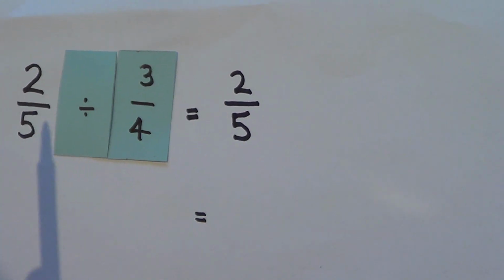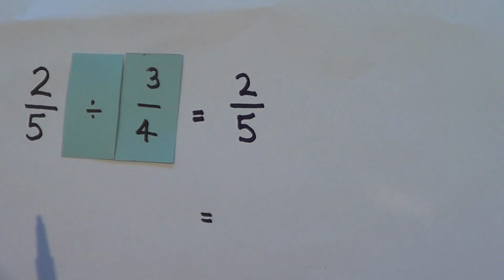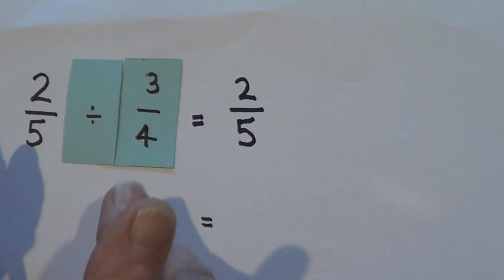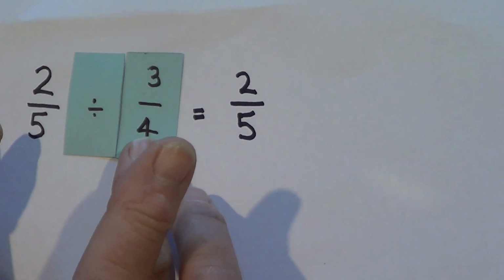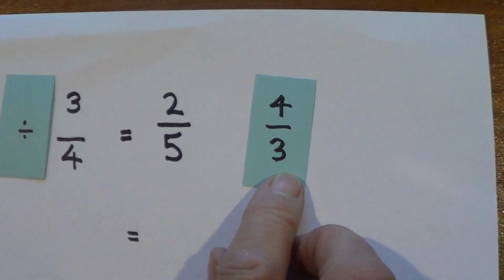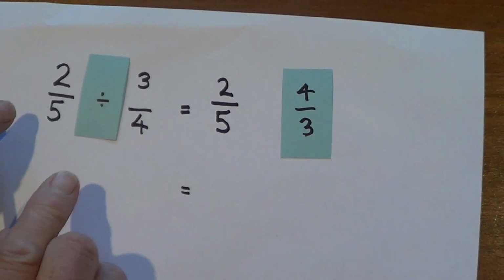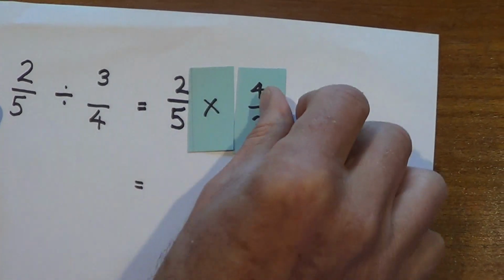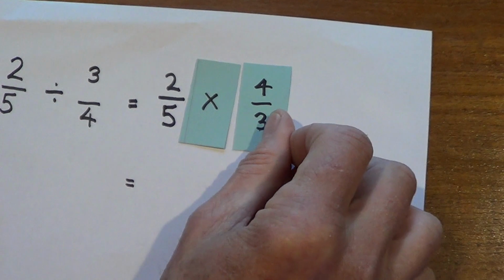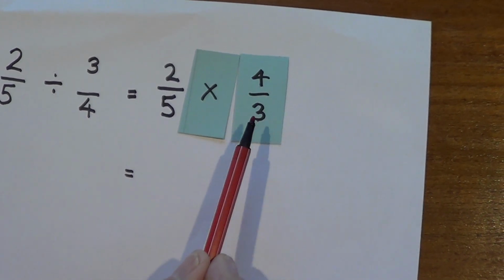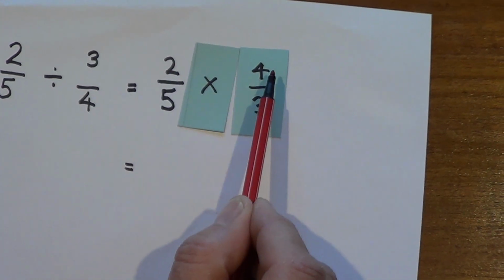Right, here's the question: 2/5 divided by 3/4. I've written the first step, write 2 over 5. Second step, take 3/4 and turn it upside down, so I'll just flip it like that and it becomes 4 over 3. Now we take the division sign and we change it to a multiplication sign. So the question now becomes 2/5 times 4/3, and we multiply across the top.